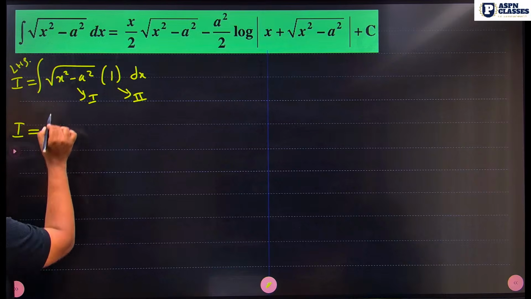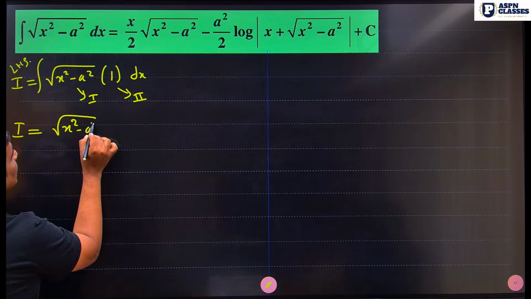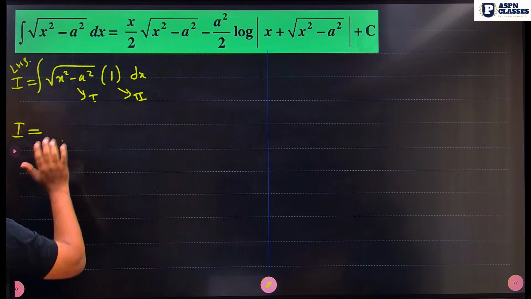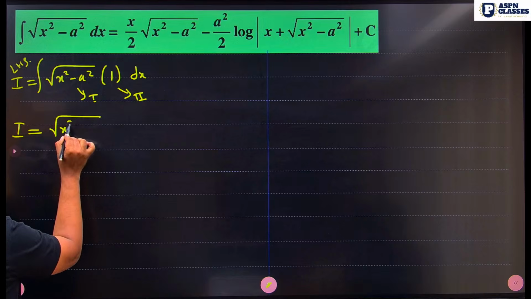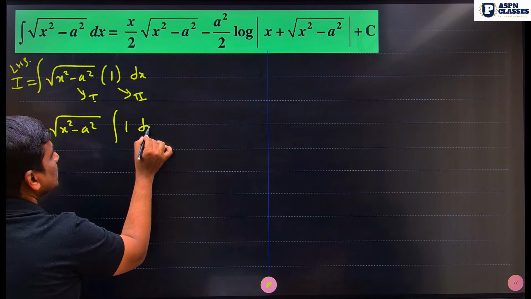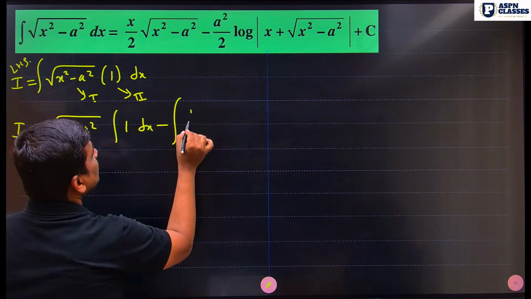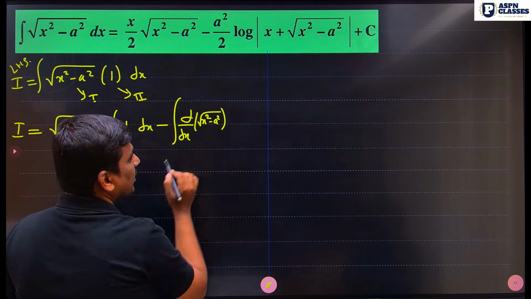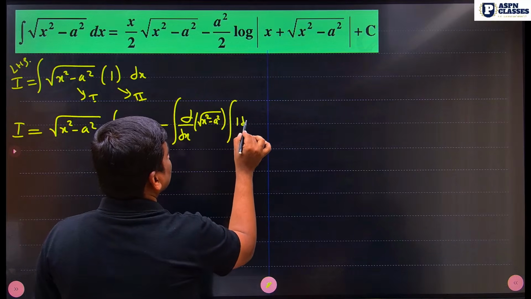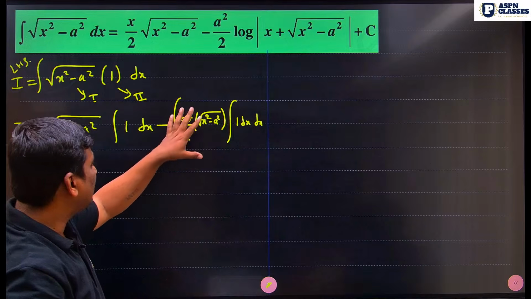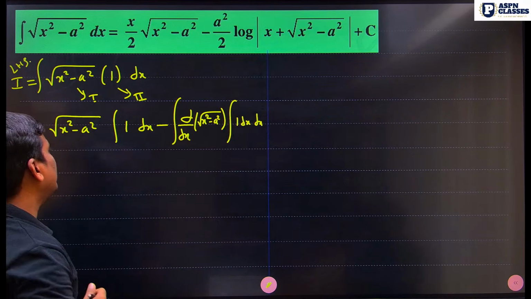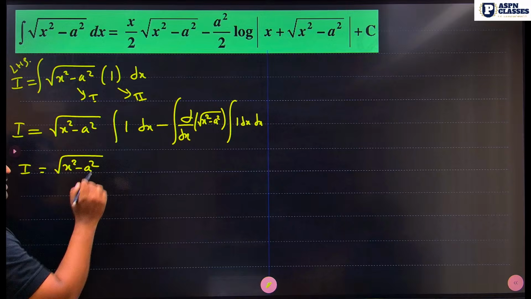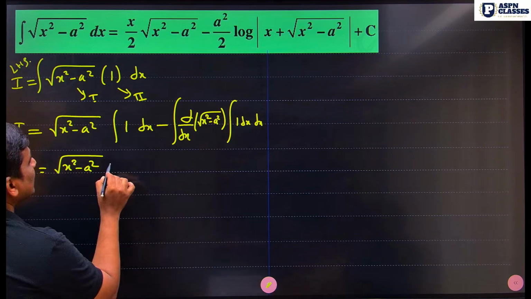So I continuously write first part as it is, square root of x square minus a square. Integration of second part is 1 dx, so x, minus integration of the differentiation of the first part. What is the first part? Square root of x square minus a square. Again, integration of the second part, dx. So one part first, then integrations are there, so I'm going to keep the results. Next step, observe here: square root of x square minus a square, write it as it is. Integration of 1 is x.